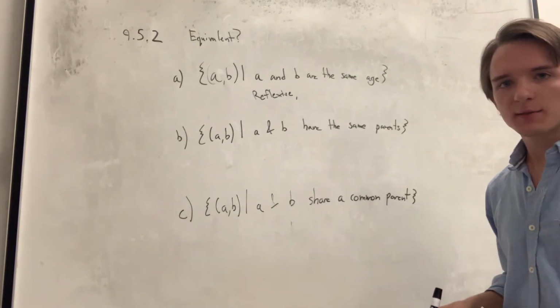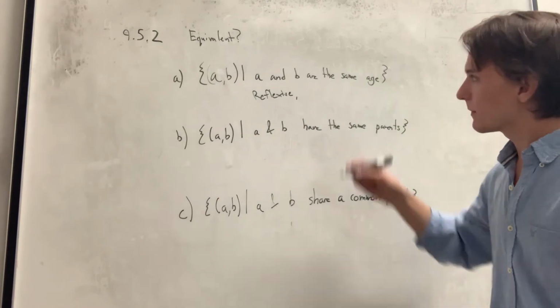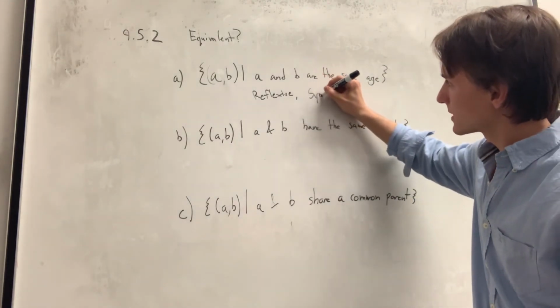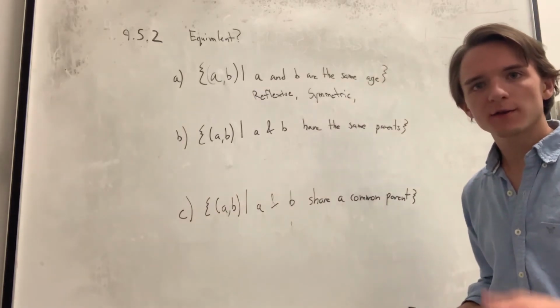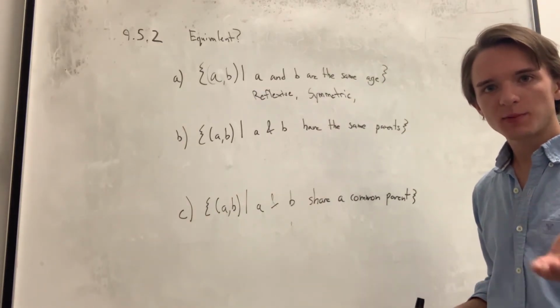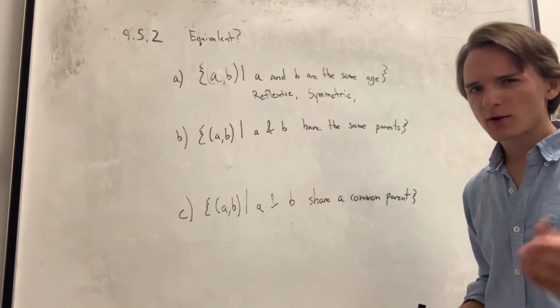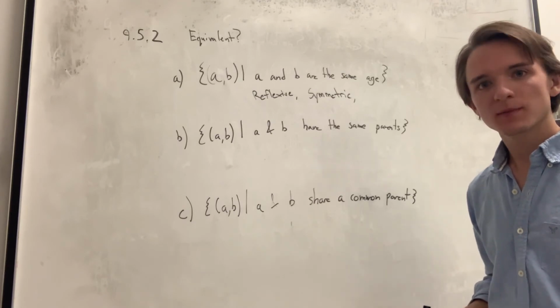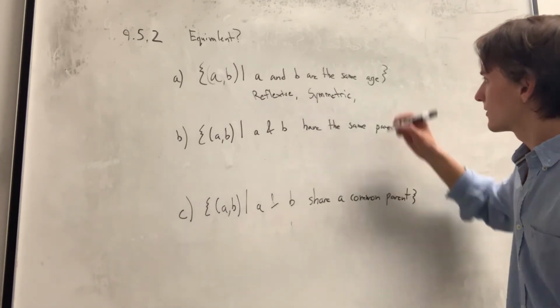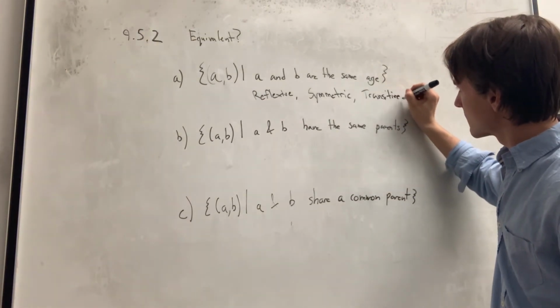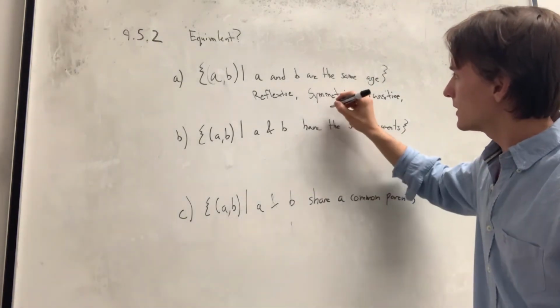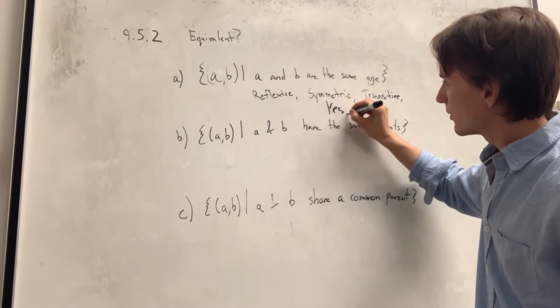So it is reflexive. Is it symmetric? If A and B are the same age, then are B and A the same age? Yes, it is symmetric as well. Finally, if A and B are the same age, and B and C are the same age, then are A and C the same age? Yes as well, so it is transitive. Therefore, it is an equivalence relation.